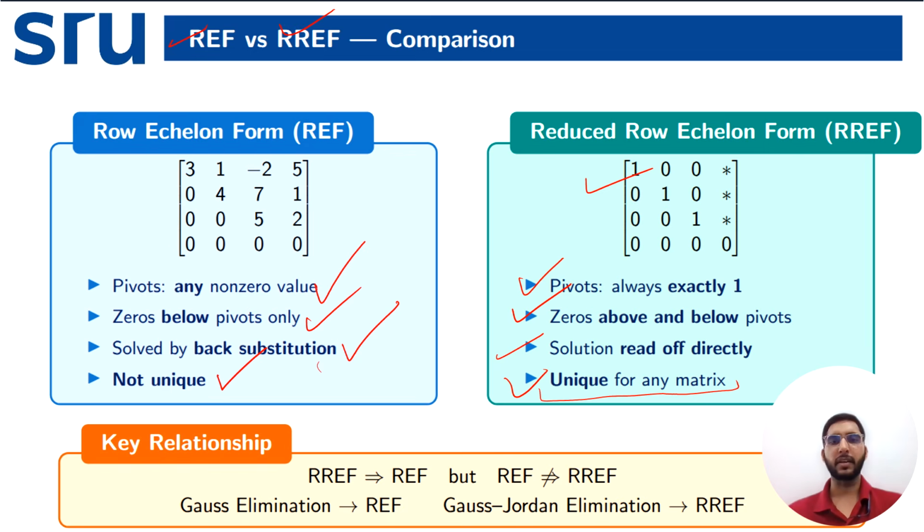Then there is a key relationship between RREF and REF. Basically, if you have a reduced row echelon form, that is simply an REF also, but not all REF are RREF. We can get REF by Gaussian elimination, but RREF can only be obtained from Gauss-Jordan elimination, right?